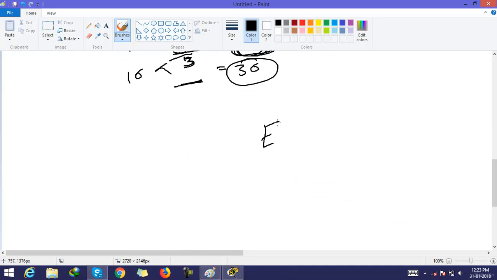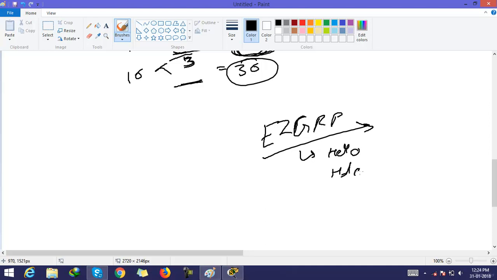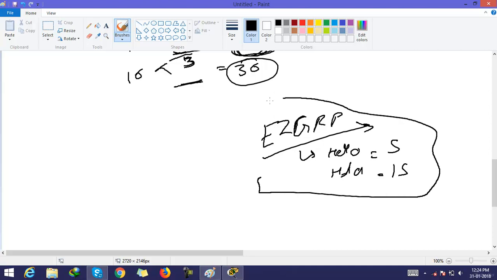Now we will configure EIGRP. We will check the commands for EIGRP. We will change the hello timer command and hold timer command, where by default hello is 5 seconds and hold is 15 seconds, and all other commands. So now we start the practical part.